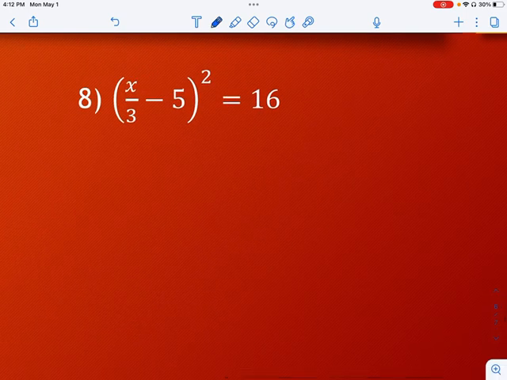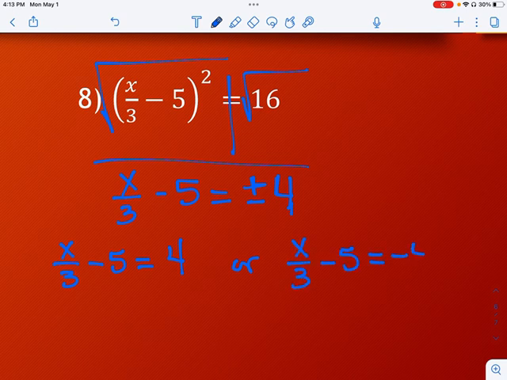Okay, let's try a couple more here. We're going to start off. Nothing there to simplify, so I'm just going to do the square root of both sides. So we'd have x over 3 minus 5 equals plus or minus 4. Now, what I like to do in this problem is split it up. So let's just go x over 3 minus 5 equals positive 4, or x over 3 minus 5 equals -4.